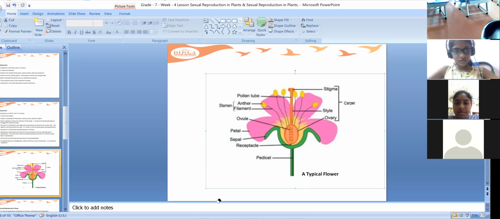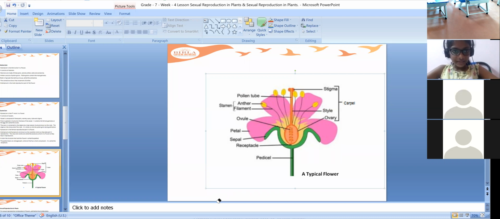So there are different functions, like the receptacle. They give protection to the flower. They are layers of the flower. Only the male reproductive part and female reproductive part, the androecium and gynoecium, are the parts of this flower. Okay? Understood? Yes, ma'am.